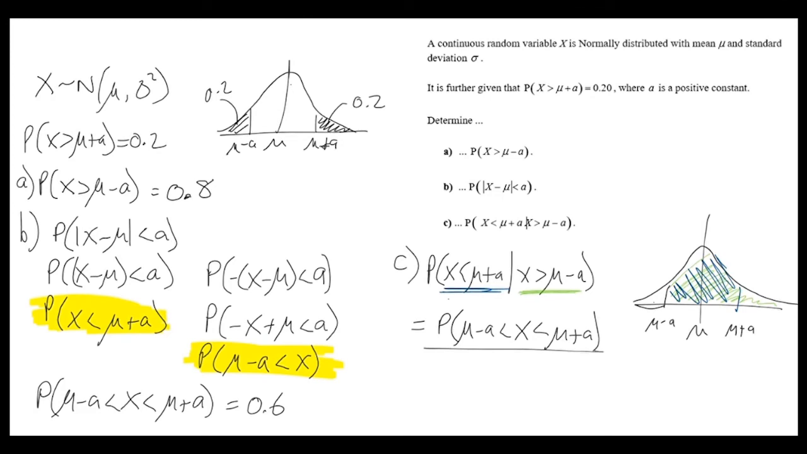Luckily, we'd already found that probability. And that's going to be all over the given part. It's going to be all over the green section: the probability that x is greater than mu minus a. Once again, we'd found that probability as well. From that, we get 0.5 over 0.75, which is 0.67.